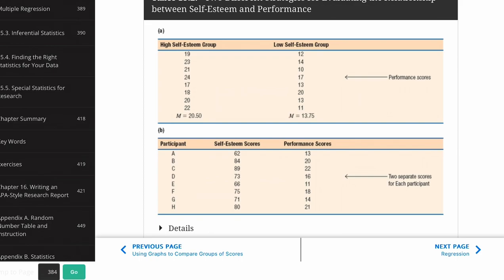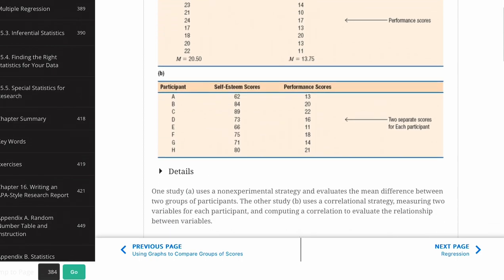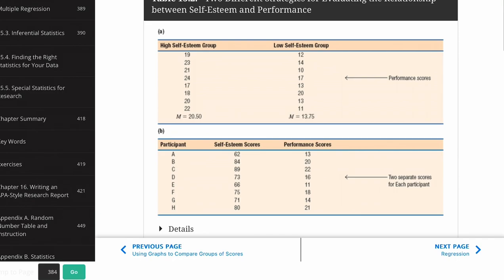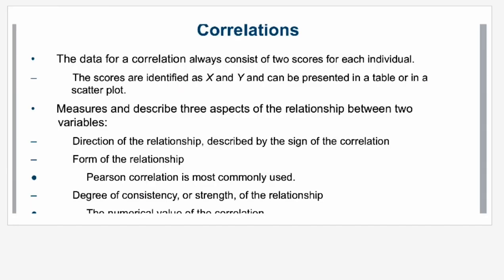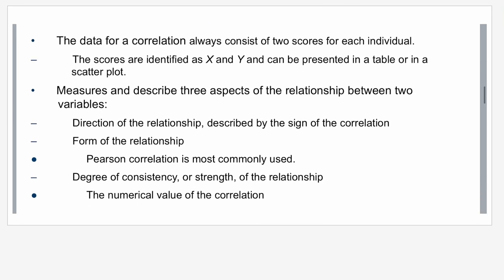And I think the correlation here ends up being like 0.8 something or 0.9 something. And so that would tell us that the higher the self-esteem, the higher the performance. As self-esteem increases, so does performance, right? That tells us about the relationship via a correlation. So the two variables are usually identified as X and Y. So self-esteem would be X and performance would be Y, for example, so that it can be presented in a table or a scatter plot.